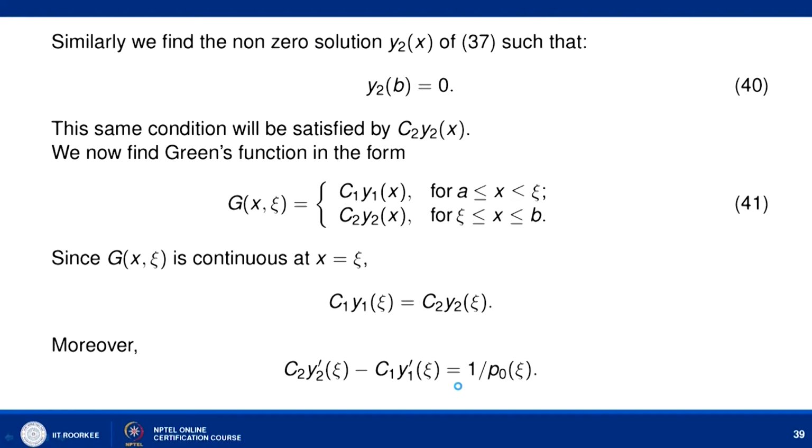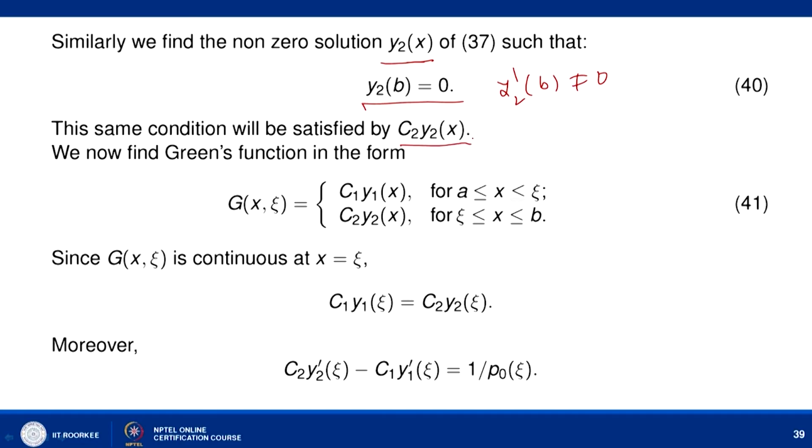Now, look at another solution y2(x) which satisfies the equation and the other boundary condition, that is y2(b) equal to 0. Here we can assume that y2'(b) is some non-zero value, so that it is not a trivial solution, because if we take y2(b) equal to 0 and y2'(b) equal to 0, then we have only a trivial solution of the homogeneous problem. So, here we assume that y2'(b) is not equal to 0, and the same condition will be satisfied by any multiple of y2.